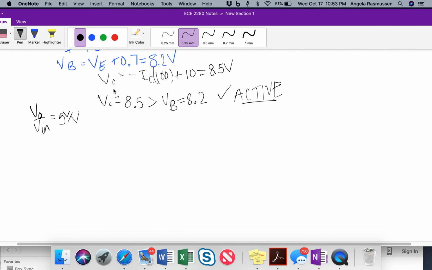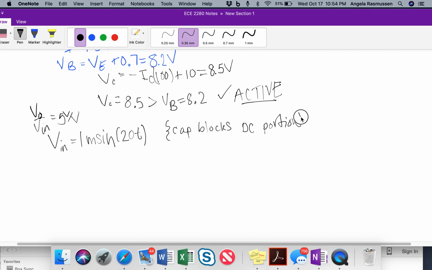So that part is what's going to actually be amplified. So my input that's going to be amplified is just going to be the 1 millisine 20t. And again, that's because the capacitor blocks the DC portion. So my output for the AC portion is just going to be 5 times this Vn. And so that gives me 5 millisine 20t. So this is the AC portion that's seen at V0.